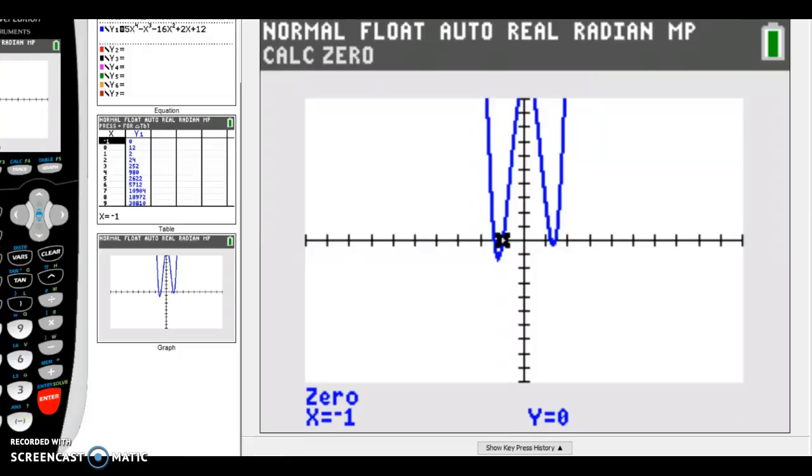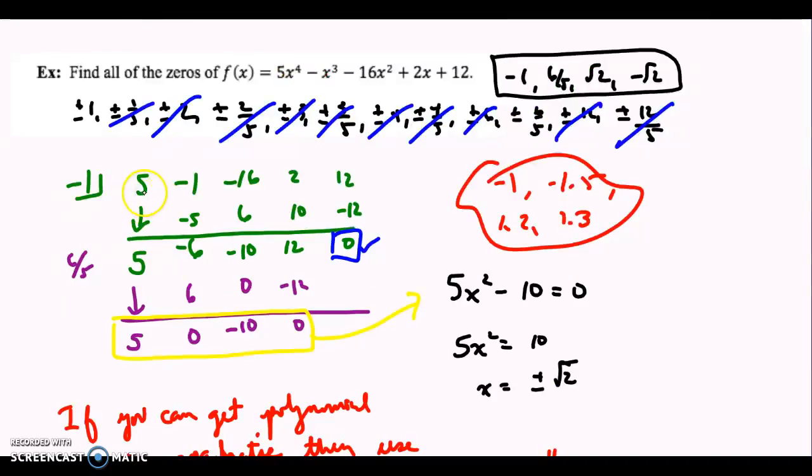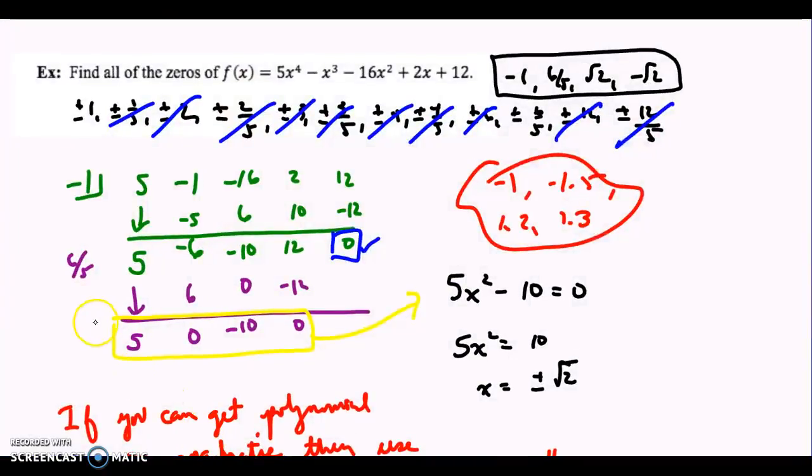So what that told me then is when I went back to the problem, I tested negative 1 with synthetic division on the polynomial, and I got a 0 for remainder, which means that negative 1 was indeed a 0. I repeated this for 1.2. 1.2 did lie in between the values that I thought the x-intercept was, and when I tested it on my calculator, it came up as a 0. I'm going to ask that you proceed to the next video so we can conclude this problem. Thank you.